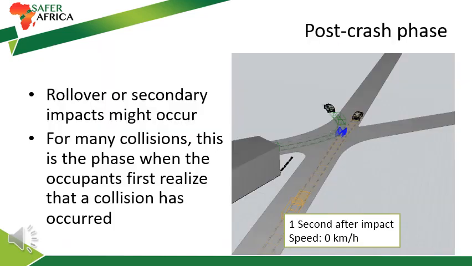At the end of the collision, the vehicles separate and come to a final position. If the collision hasn't caused a rollover or a secondary impact, for instance with other vehicles, the crash is over. Occupants come to a full halt inside the cabin, and so does the structure designed to move with them. For many collisions, particularly side and rear impacts, this is often when the occupants first realize that a collision has occurred.